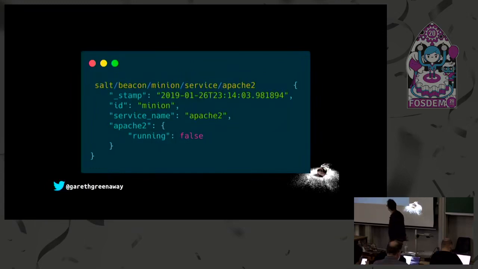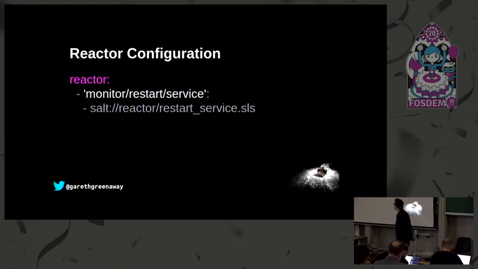So here's the event that we would see when that beacon fires. It looks very similar to the events that we saw before. It has a tag, in this case salt/beacon/minion/service/apache2. The ID where the event happened was minion. The service name that triggered the event was apache2, and apache2 running is false. So then going back to our reactor, we can have the reactor react to this event and go ahead and restart that service.